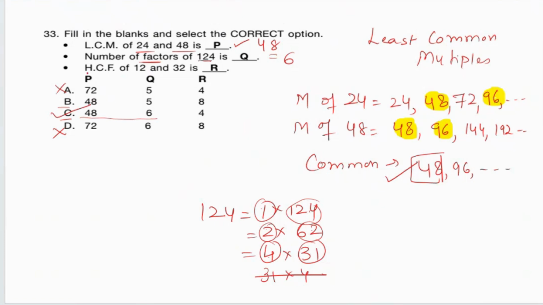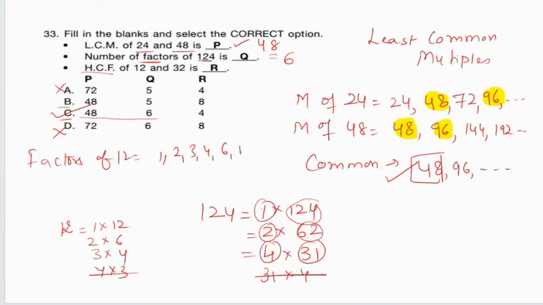Highest common factor, HCF. Highest common factor of 12 and 32. I will find the factors of 12. Factors of 12 will be: it is coming in 1 into 12, 2 into 6, 3 into 4, 4 into 3. So repetition has started. If I'm talking about factors of 12, it will be 1, 2, 3, 4, 6, 12.